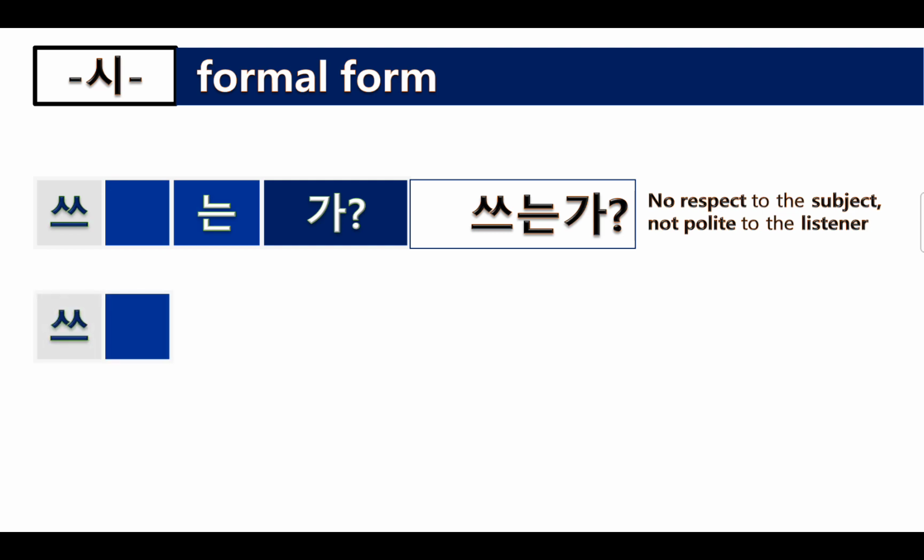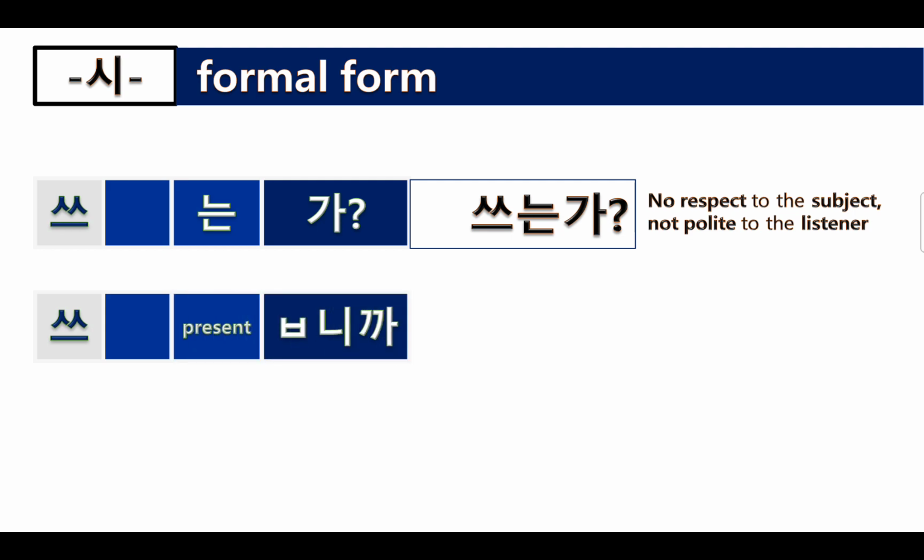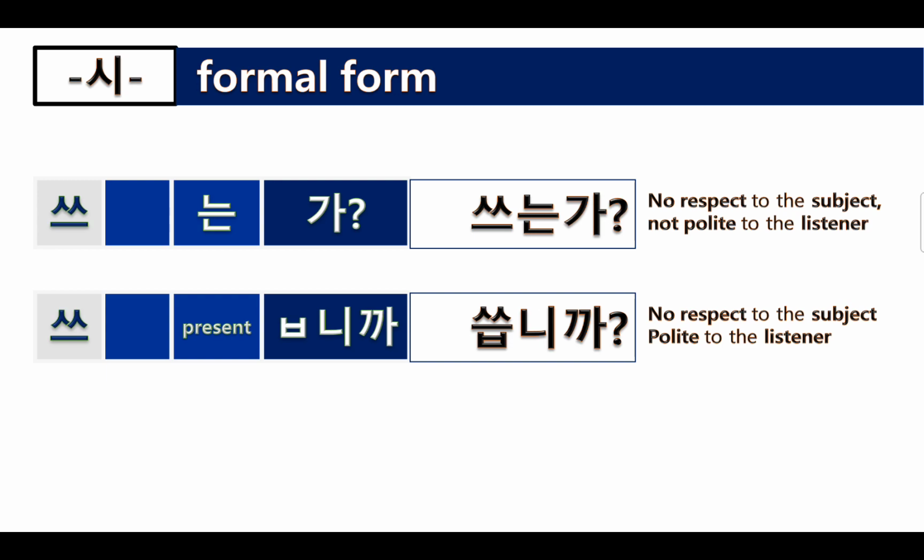How about 쓰? Still no she. Still no she means no respect to the subject. And present tense and 버니까. 씁니까. So when you use 버니까, this is no respect to the subject but polite to the listener. Okay. 아요, 어요, 해요 is polite and 씁니까, 버니까 is also polite, right? So polite to the listener.